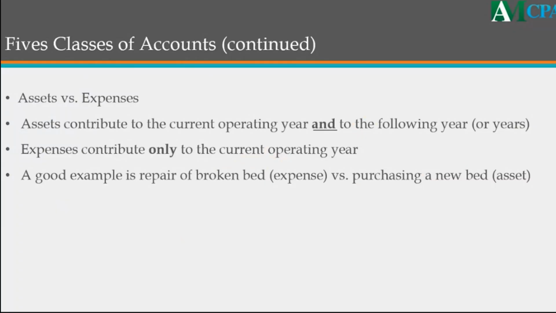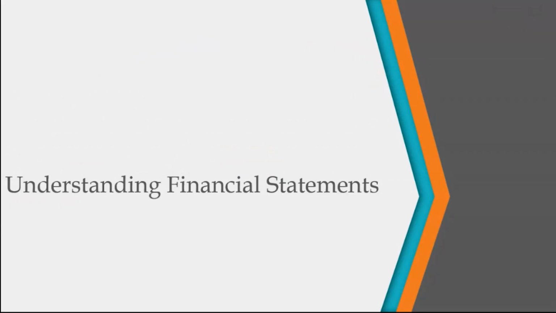A good example is a repair of a broken bed. That's an expense. Purchasing a new bed, for example, if you are in the healthcare industry or if you have an adult family home, if you buy an expensive bed that costs $10,000 because the bed rolls forward and backward or sideways, it's an asset. It's going to last more than a year. Does that make sense? I hope it does. We're now going to go to part 3, understanding financial statements.